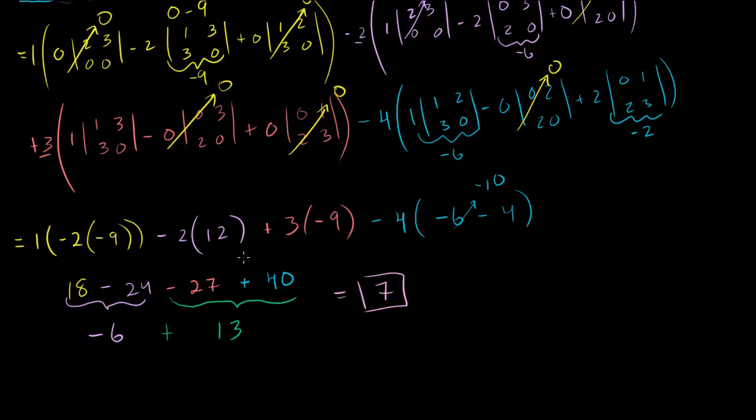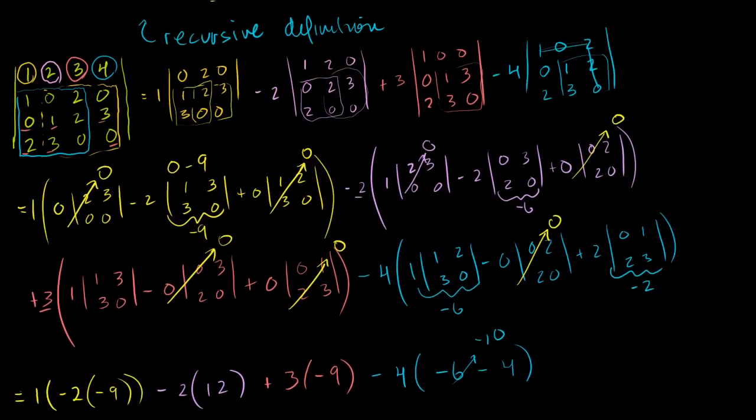And so we are done. After all of that computation, hopefully we haven't made a careless mistake, the determinant of this matrix right here is equal to 7. And so the one useful takeaway, we know that this is invertible because it has a non-zero determinant. Hopefully you found that useful.